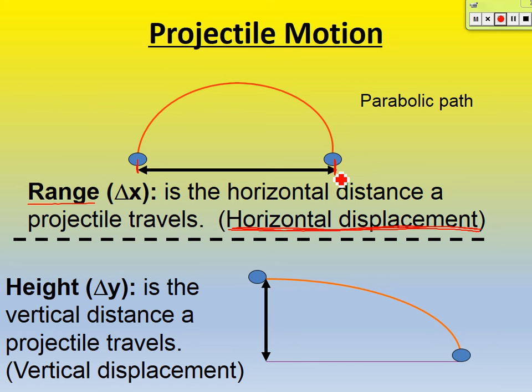Let's contrast that to this other word, height. Height is the change in y, and so we're going to say that it's the vertical displacement. So if you were to throw a rock in the air, you would start from the point at which you release it and go up to its highest point, its apex, and that is its change in y, or its height, the vertical displacement. So range and height, we'll look at the differences between those words.